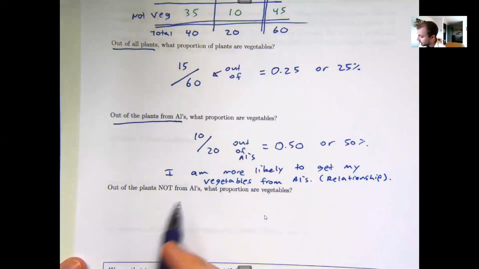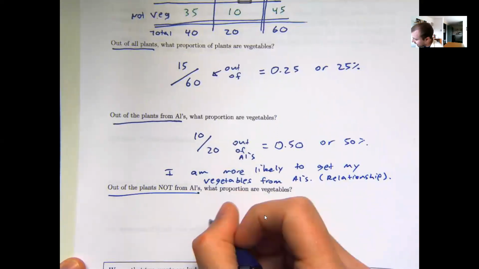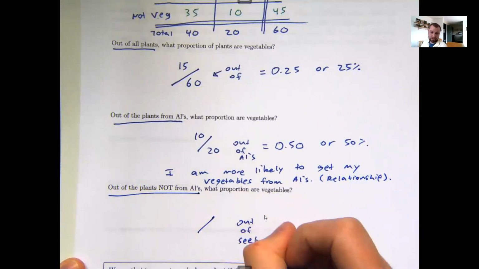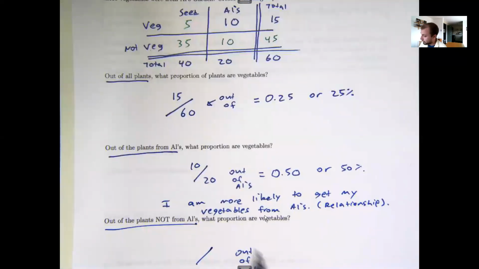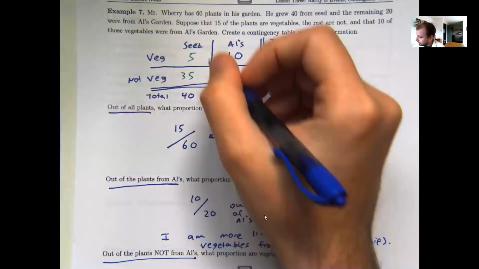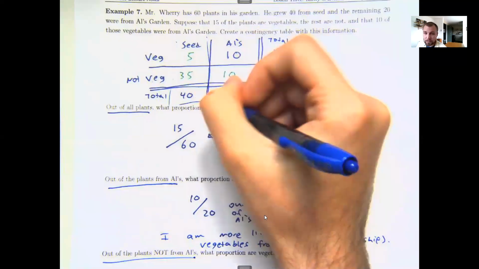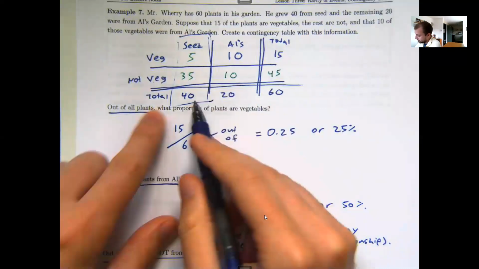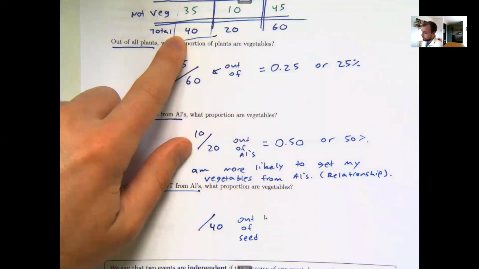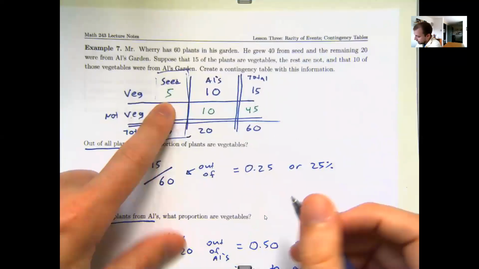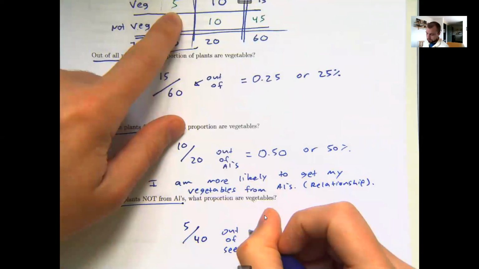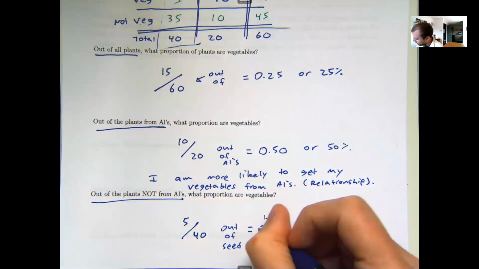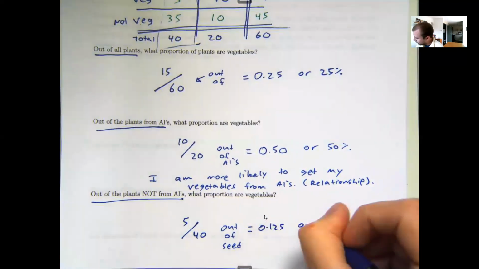Out of all the plants not from Al's. So in other words, this is out of everything from seed. What percent are vegetable? Okay. Out of seed, that's this part of the table. You can even box it if it makes it easier for you. In total, 40 things were from seeds, and only 5 out of the 40 were vegetables. So 5 divided by 40, this gives me 0.125 or 12.5%.